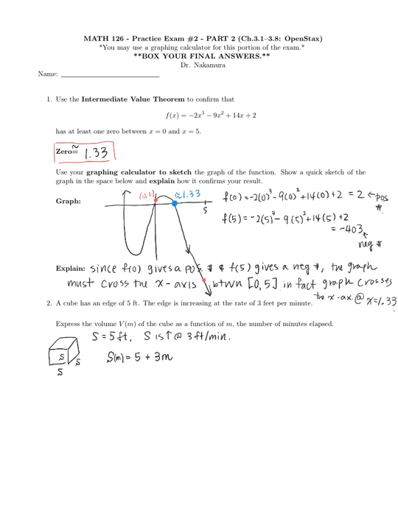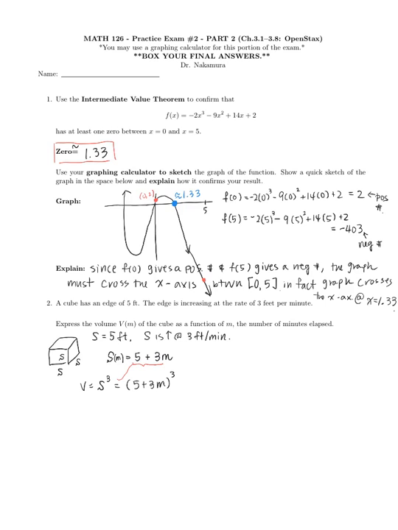All right. Now let's look at what the question's asking. Express the volume V of m of the cube as a function of m. So now let's go with the volume. What's the formula for the volume of a cube? It's side times side times side, so it would be s to the third. But our s is 5 plus 3m. So I'm going to replace the s with 5 plus 3m, and then we're going to have it to the third power.